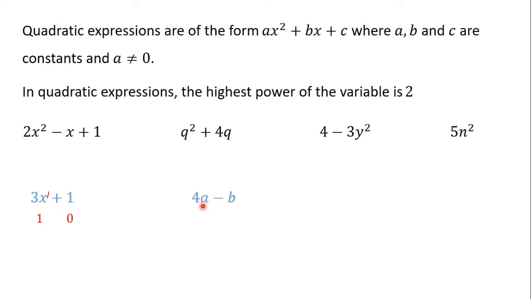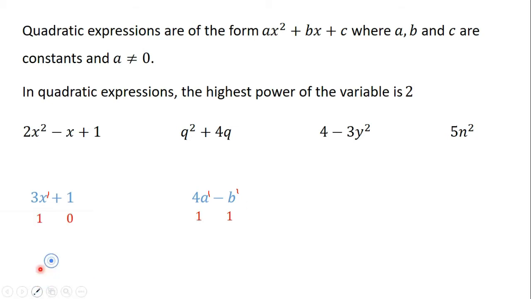When you come to this expression, that is 4a minus b, we have two variables. We have a and b. The power of a is 1 because there is no power on top of it. So the power of a is 1 and the power of b is also 1. So the highest power of the variable in this expression is also 1. Now, because the highest power of the variable in each one of these expressions is 1, we can say that these expressions are linear expressions.